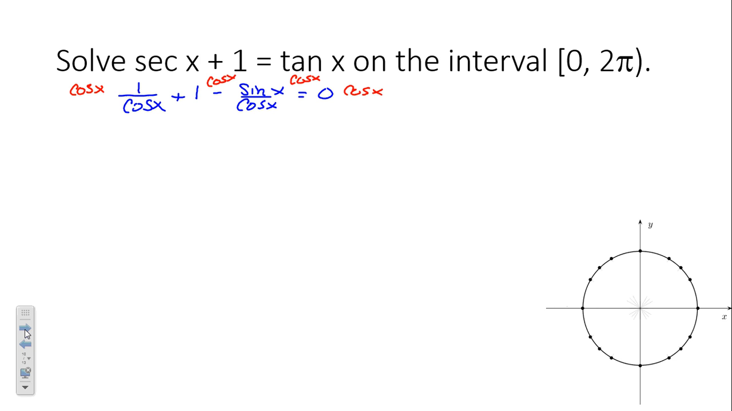To get rid of our denominator. But we're just trying something, see if it works. So we'll have a 1 plus a cosine minus a sine times a cosine equals 0. Does that help us? Not necessarily, did it?